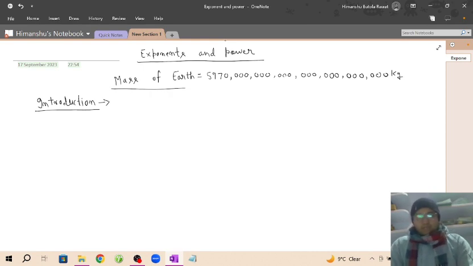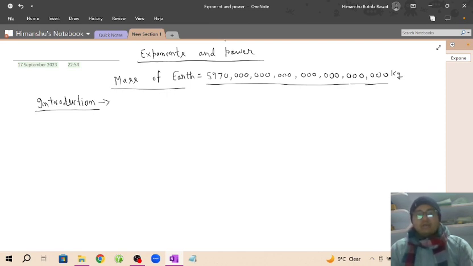So I am going to introduce this chapter today. You already know about the mass of the earth. If we write how much mass the earth has, where we all are living, what is the mass of the earth? Here I write a very big number, that is 597000000 kg, and you already know this.